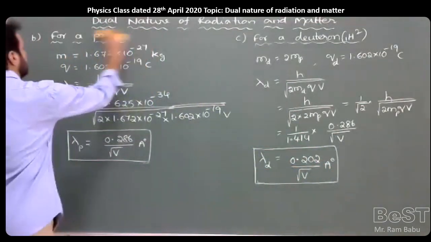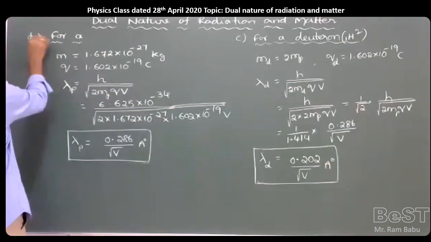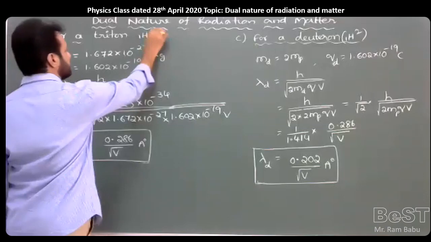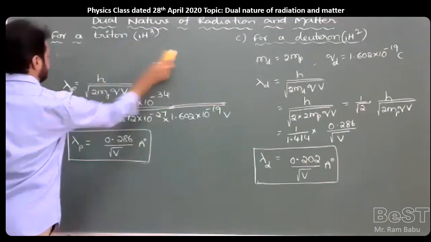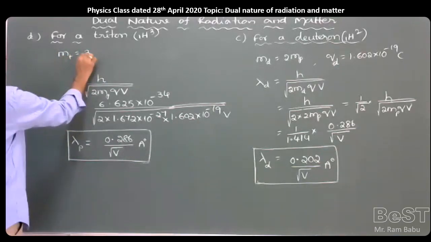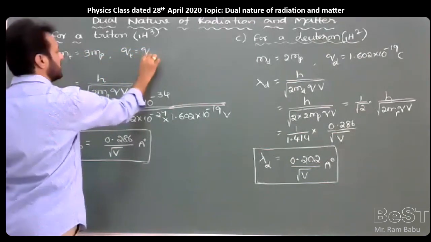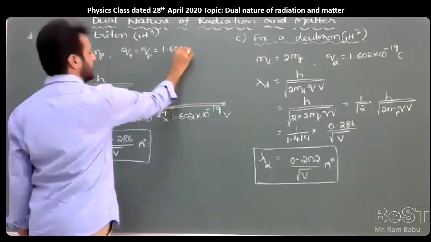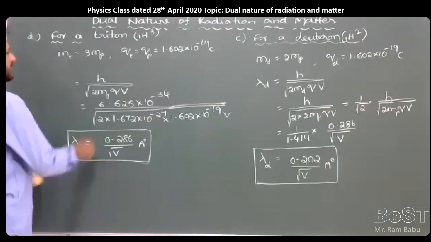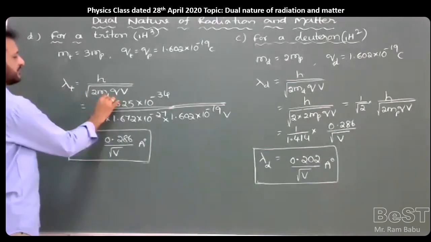In the same model, in case the triton is given, 1H3. Next I'll write for the triton. I'll write the isotope of hydrogen 1H3, and write here the mass and charge. So the mass of the triton is equal to 3 times the mass of the proton, but the charge is the same. The charge of the triton and the charge of the proton are both equal to 1.602 into 10 to the power of minus 19 coulomb. If you substitute here, the de Broglie wavelength of the triton is given with the mass of the triton.